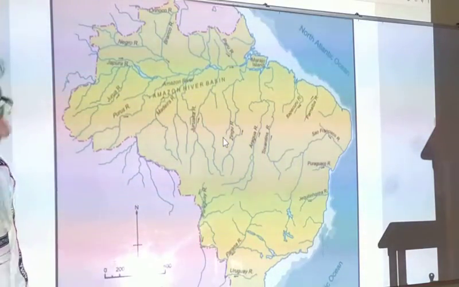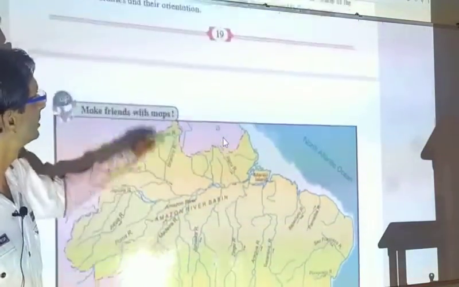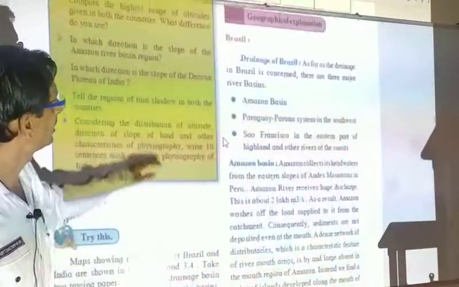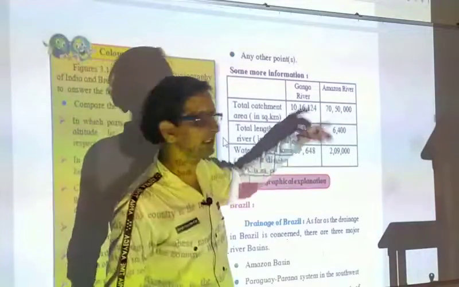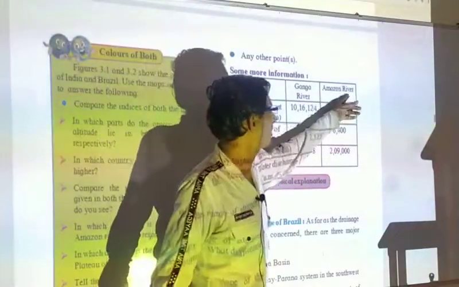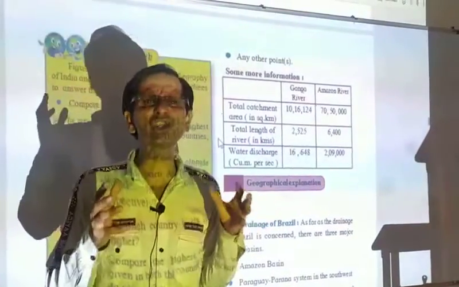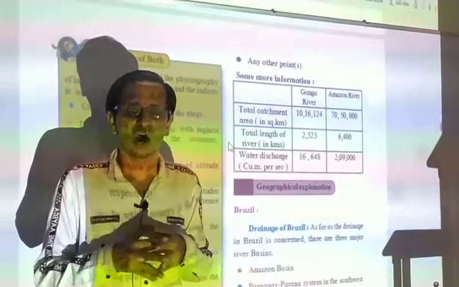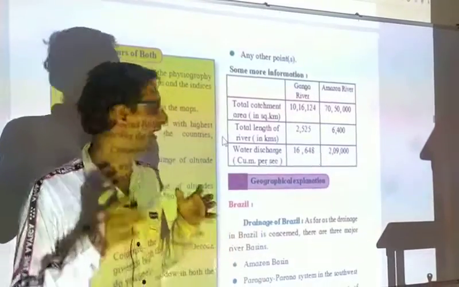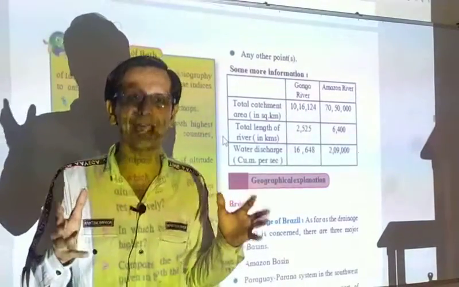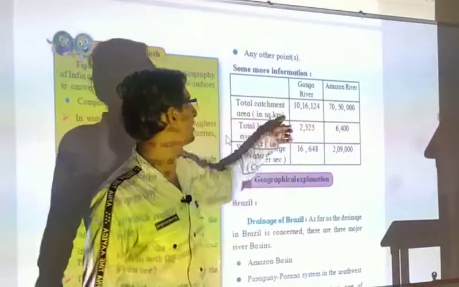You can see the total catchment area. See the comparison between the two rivers: the Ganga river that flows in India, and the Amazon river that flows in Brazil. What is catchment area? It is how much water a river can catch, absorb, or keep in its reservoir. That is the catchment area, the water tapping capacity of a particular river. So what is the catchment area in square kilometers?